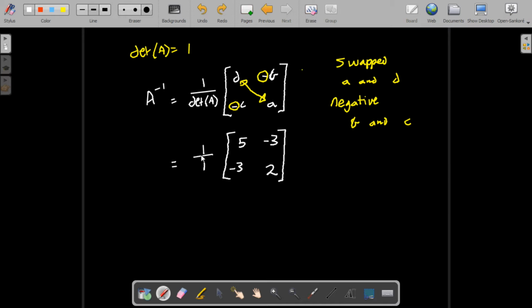Usually you'll have a different number for the determinant. In this case it makes it quite simple because it's 1 divided by 1 times everything in there. If it was a 2, just for instance's sake, then we'd go 5 times a half, minus 3 times a half, etc. But we don't need to do that because it's just a 1. So our inverse matrix is 5, minus 3, minus 3, and 2.